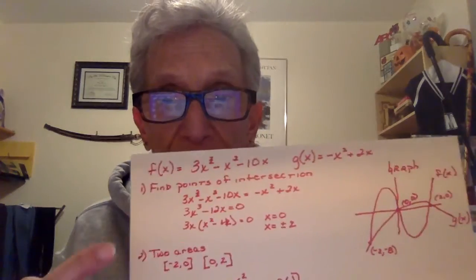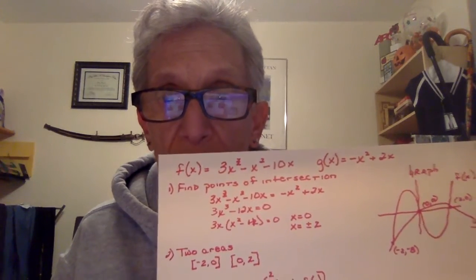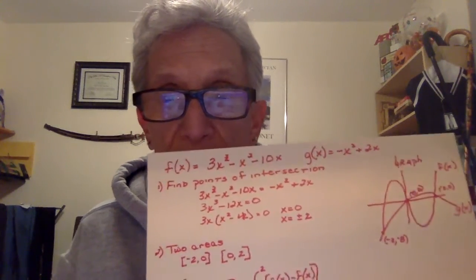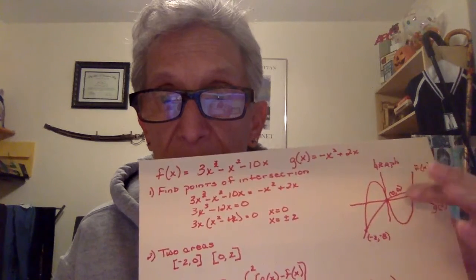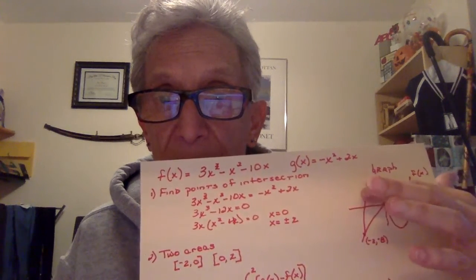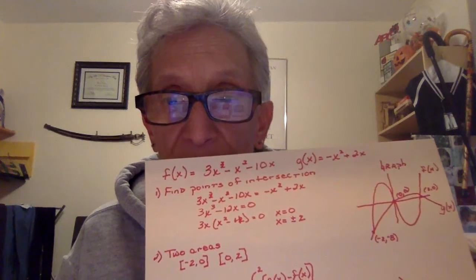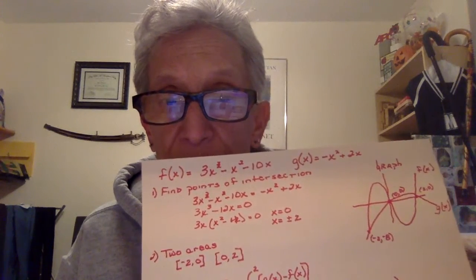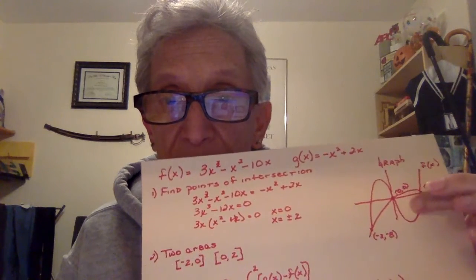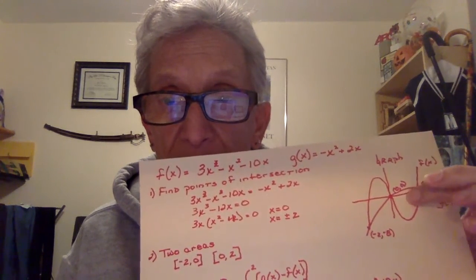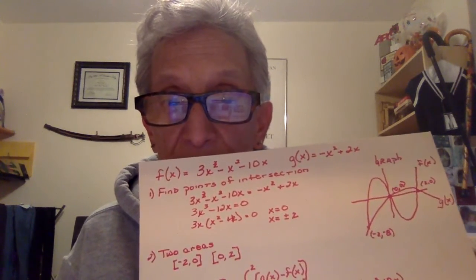Now, I graphed the graphs and you can see that the graphs themselves are switching position. All right, so the bottom graph here is f of x, but on the other side, it's the top graph. So it switches position and the points of intersection are at -2, -8, 0, and 2, 0. So there's two areas you need to consider. You need to consider this area that goes from 0 to 2, and you need to consider this area that goes from -2 to 0.